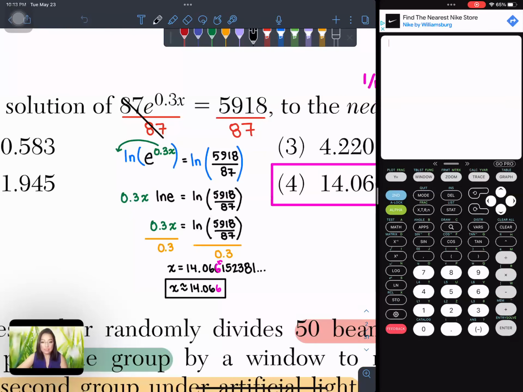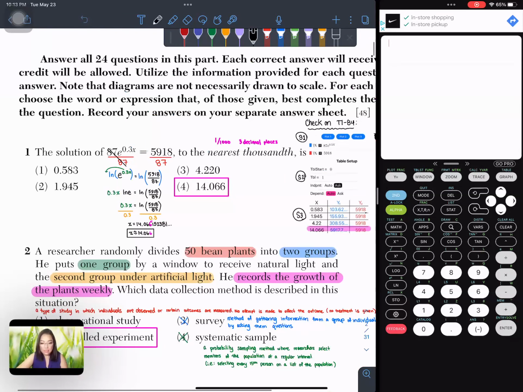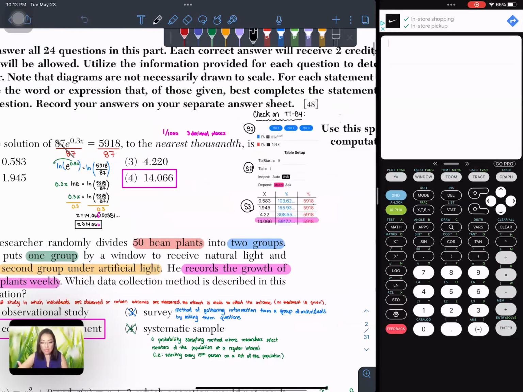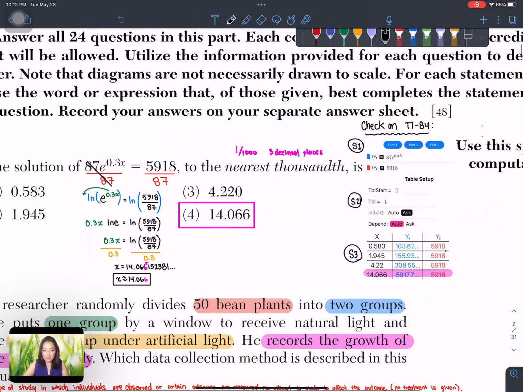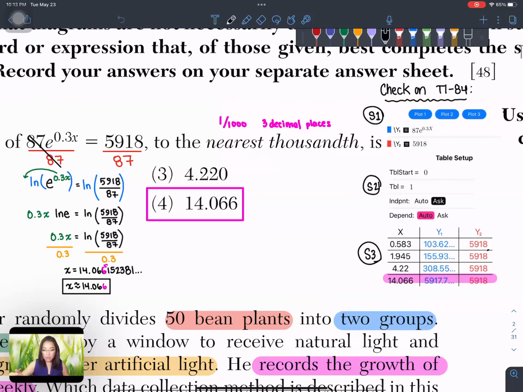14.066. And some cool tips on the calculator. I'm just going to remove the calculator for a second so you can see this. What you could do is set y1 equal to 87 e to the 0.3x and y2 to 5,918. Then you can change it to ask so that you can input the 4 choices and see which ones are relatively close to each other. As you can see, the 4th choice is relatively close. So that's the answer.